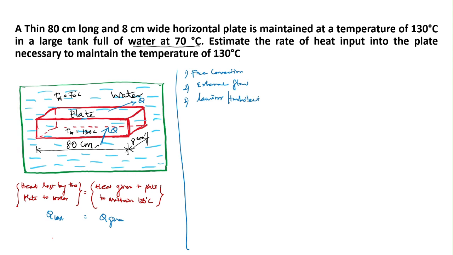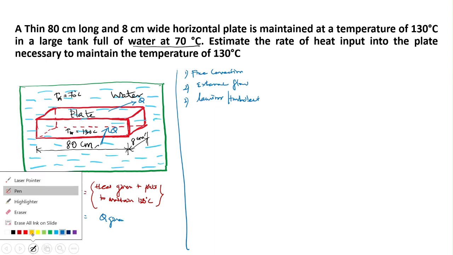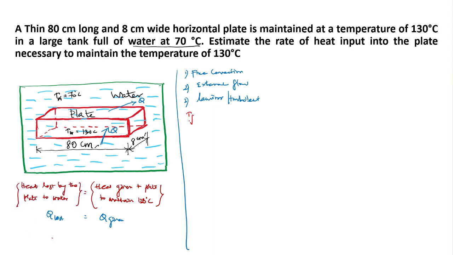For finding whether it is laminar or turbulent, you need to find some basic properties. What are the properties? First, you find the film temperature. Film temperature is equal to wall temperature plus ambient temperature divided by 2. Here, the plate wall temperature is 130 degrees Celsius, and the ambient is 70 degrees Celsius, divided by 2. So on average, we get the film temperature as 100 degrees Celsius. Okay, so we have to evaluate the properties at 100 degrees Celsius.